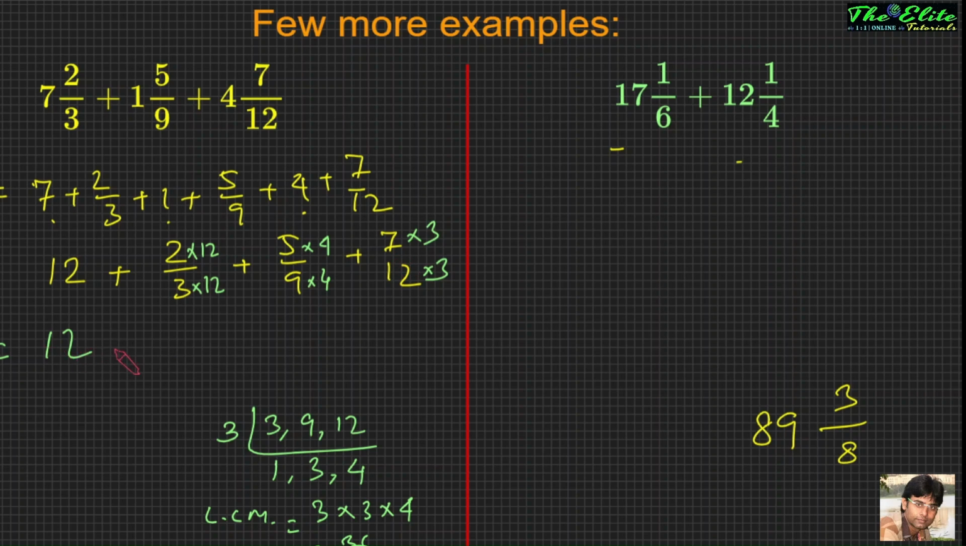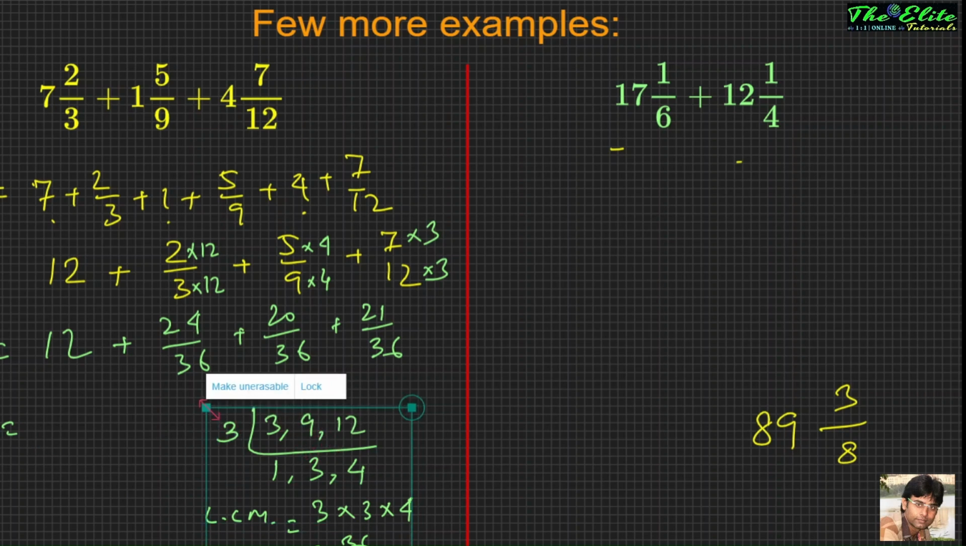So now 12 I have already written. It is going to be 24. Now see, it is going to be 24 by 36. It is going to be 20 by 36. And now this will be written as 21 over 36. It is very simple now. You can see how simple this is.